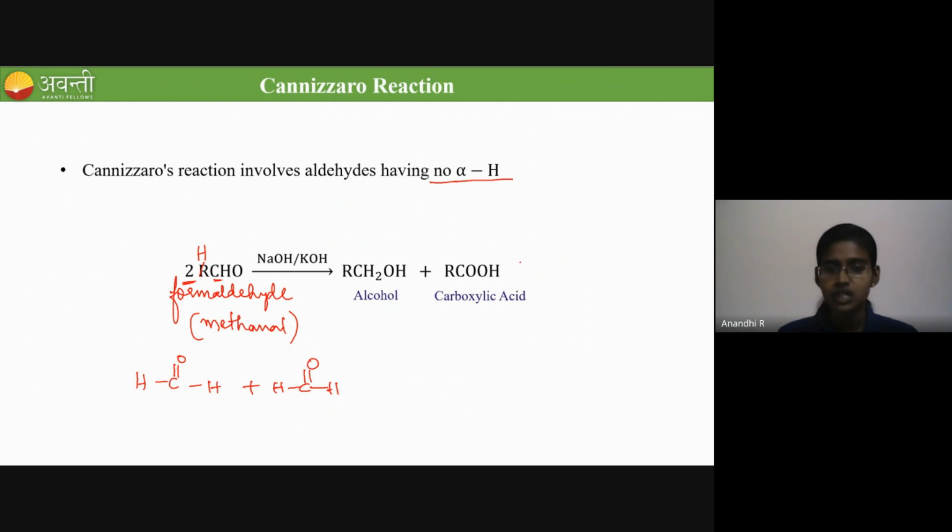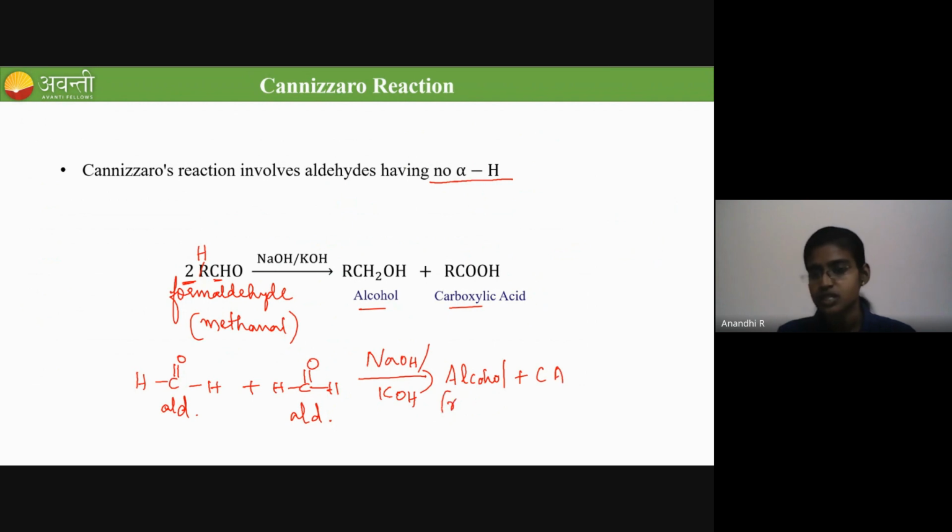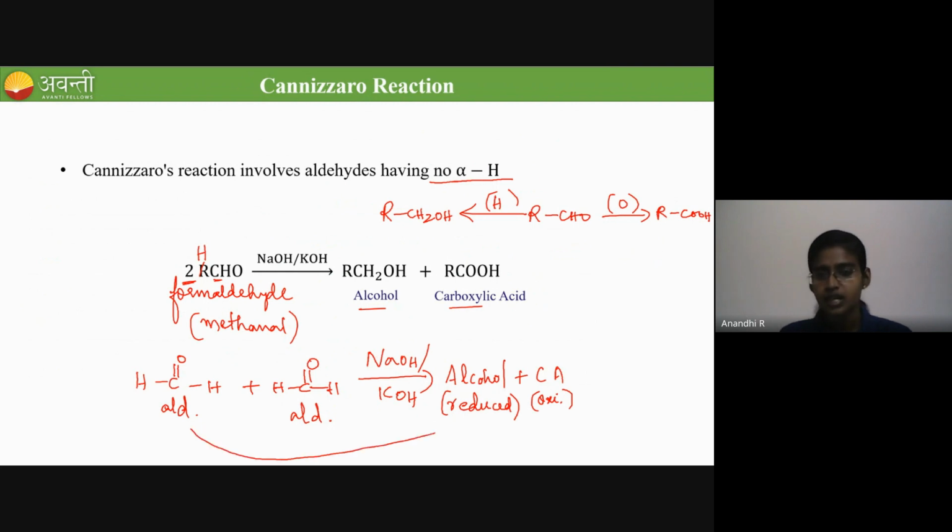Among these two, on reaction with NaOH or KOH, we get alcohol and carboxylic acid. That is, one of the aldehydes is getting reduced to alcohol and the other aldehyde is getting oxidized to carboxylic acid. Alcohol is the reduced product and carboxylic acid is the oxidized product. We all know, right? Aldehyde on oxidation forms carboxylic acid, and aldehyde on reduction forms alcohol.